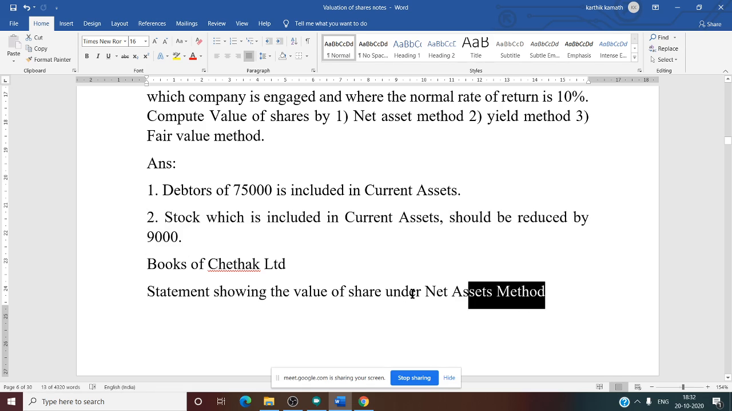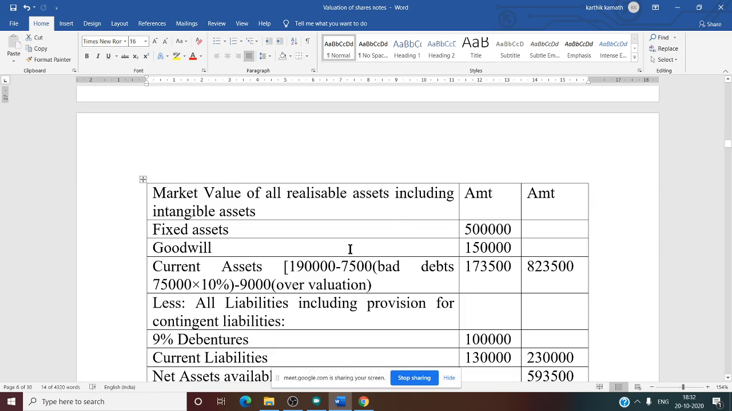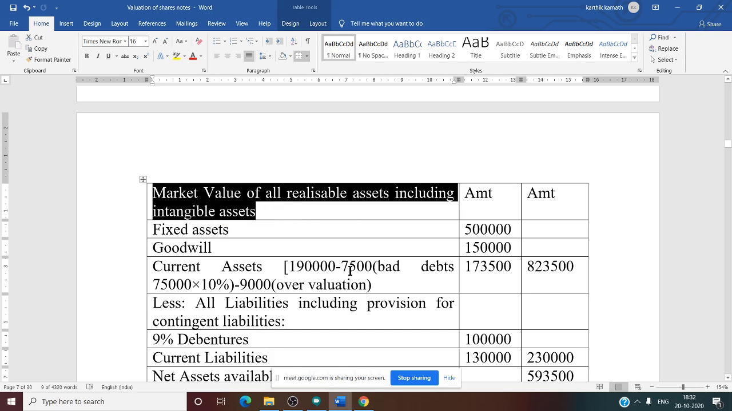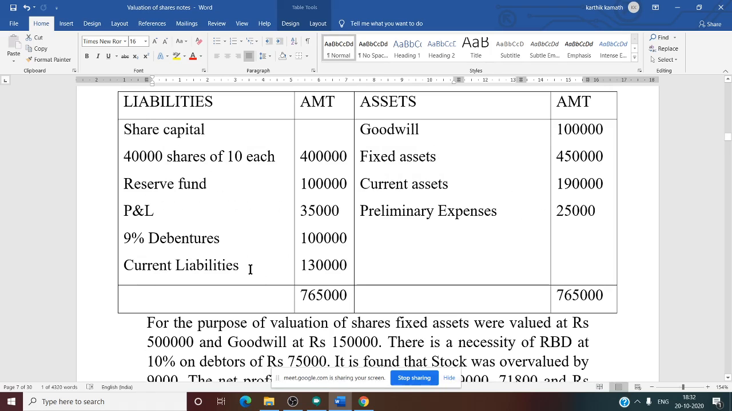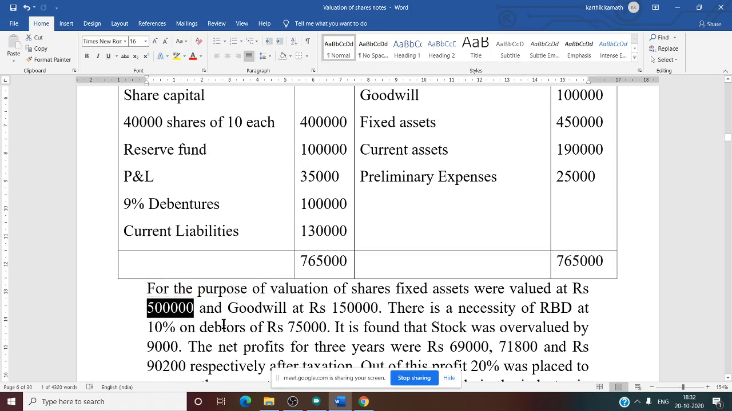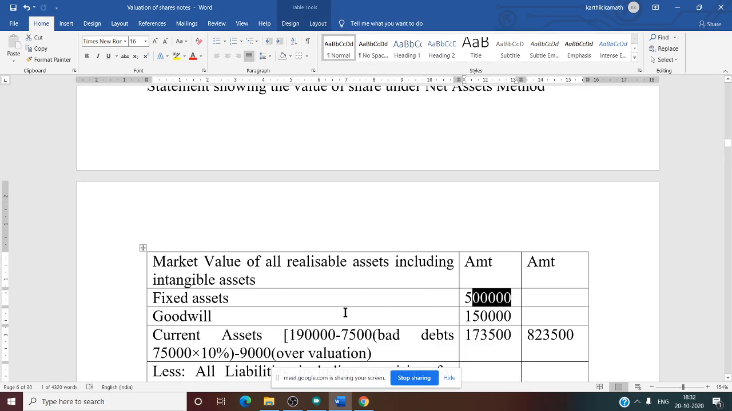So first step, computation of net asset method. Statement showing value of share under net asset method. First one, you know what is the format? Agreed value of asset minus agreed value of liability. So first you write market value of all realizable asset including intangible asset. Two columns, we should do addition to the particular column. First one, fixed asset. Fixed asset information given in the balance sheet is 4,50,000. In the adjustment they have said 5 lakh. So we should take 5 lakh agreed value. Fixed asset 5 lakh.